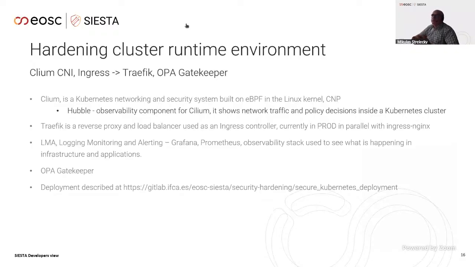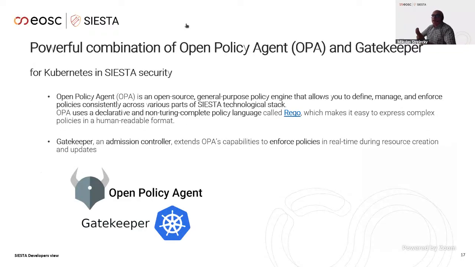Then, of course, Cilium with Hubble as an observability component, which I mentioned already. Traffic plus LMA, I will shortly show you Grafana and Prometheus, which we have here. And OPA Gatekeeper, which is the open source policy engine. That's one thing which allows us to define, manage, and enforce policy constraints on the production cluster. And Gatekeeper serves as an admission controller.